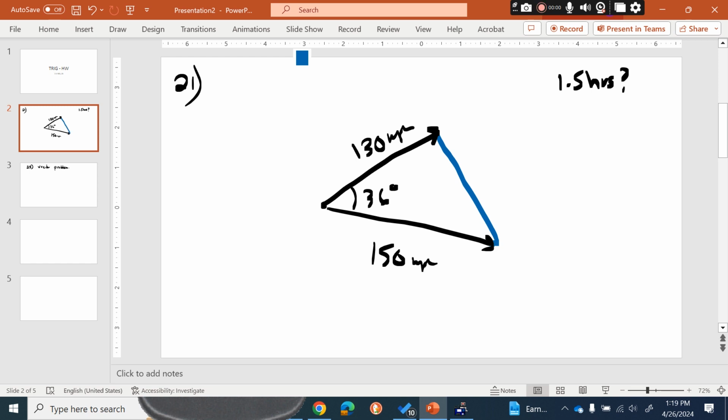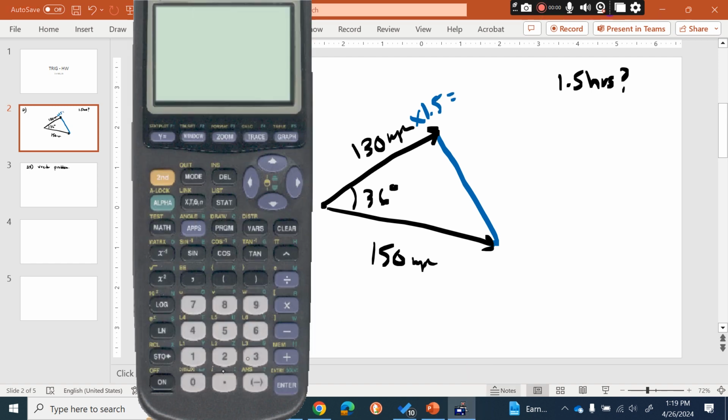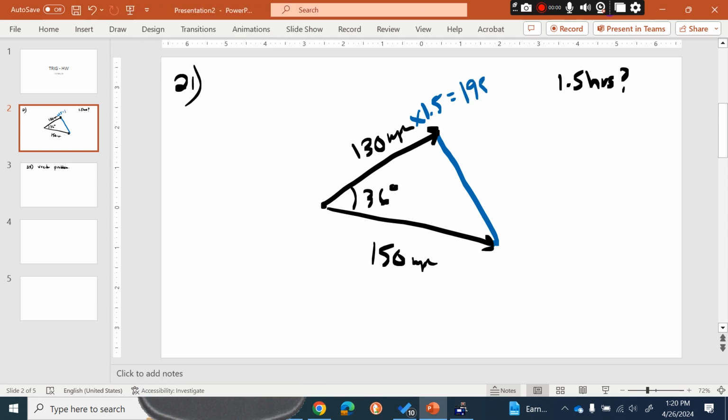But now the question is, if it's flying 130 miles per hour, we're trying to figure out where it is after 1.5 hours. So get our calculator. We're going to go 130. Well, let's turn it on first. There you go. 130 times 1.5. We can do the other one as well here. 150 times 1.5. So I got 195 and 225 miles. That's how much that is.